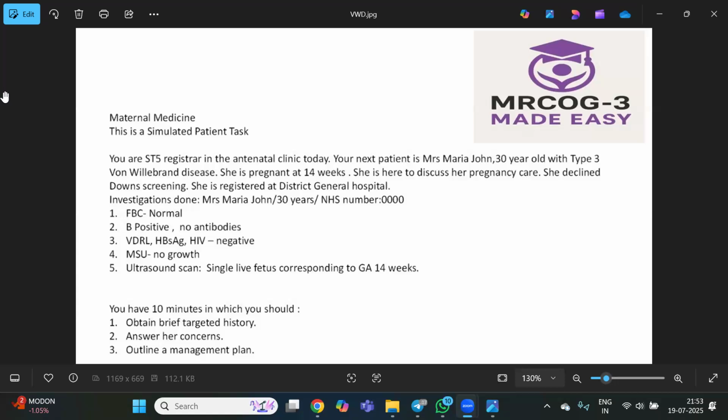If you decide to have a scan for Down screening, we will refer you to the fetal medicine unit, where they will do a scan and a needle test to know whether your baby is normal or not, that is, whether the baby has an abnormal or genetic problem. Then at mid-pregnancy, we do a 20-week scan to rule out congenital defects, and we will also check the baby's growth from 28 weeks.